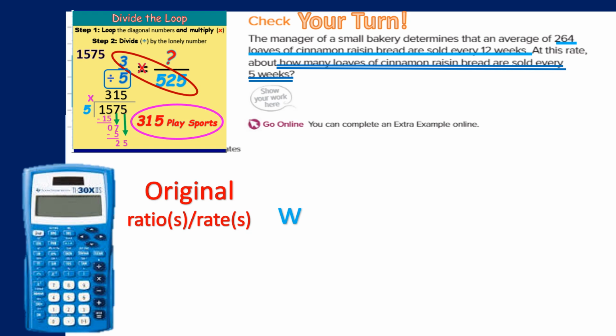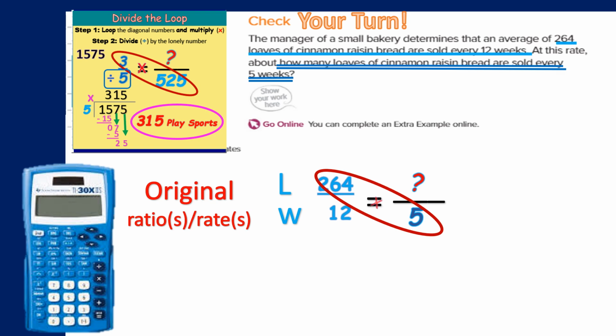All right, so we know that we're talking about 2 different labels. We have weeks and we have number of loaves. And in the weeks for the original rate, we have 12 weeks. And in 12 weeks, we have 264 loaves that are sold. And now we need to find out what it's going to be equal to for the loaves if I only do it for 5 weeks. And once again, if we divide the loop, we can find that missing number. So we loop the 2 that are diagonal and we multiply them.